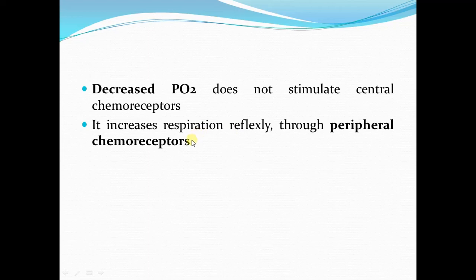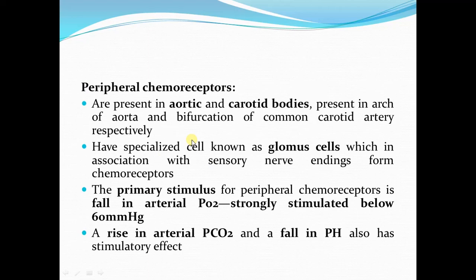In the beginning we talked about the two types of chemoreceptors, the central and the peripheral chemoreceptors. We can conclude so far that central chemoreceptors are stimulated by an increase in the partial pressure of carbon dioxide in the arterial blood, and we have seen the mechanism in detail: how does the increased partial pressure of carbon dioxide influence the stimulation of the central chemoreceptors. Now we are going to talk about the peripheral chemoreceptors, which are stimulated by the decreased partial pressure of oxygen in the arterial blood.